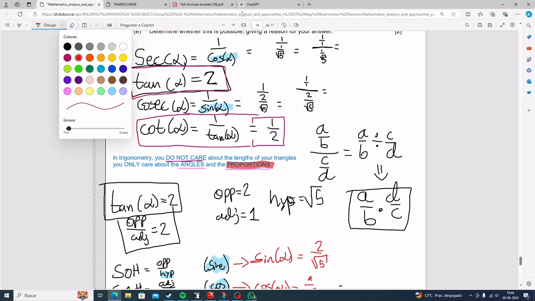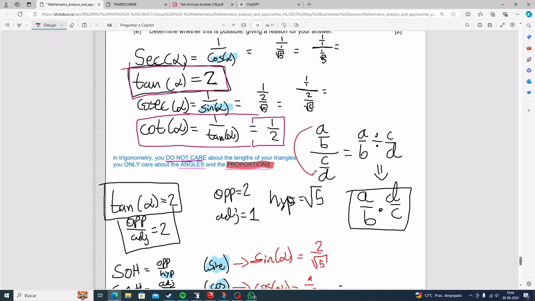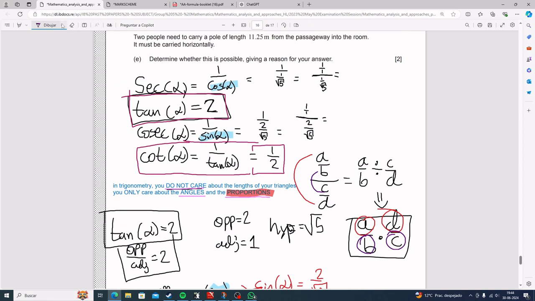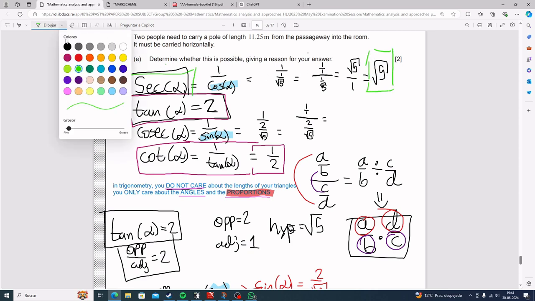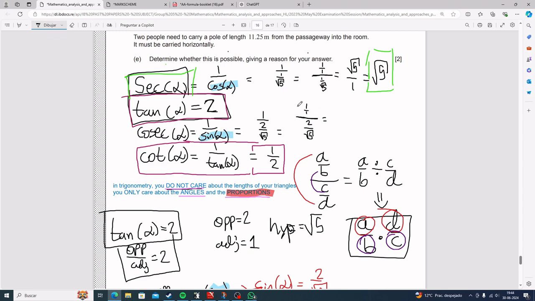The other way you can think about it, which is what I love to do, is you do the edges multiplying each other and the middle ones multiplying each other. So basically here you end up with 1 times square root 5 divided by 1 over 1, sorry. So just square root 5 is going to be sec alpha. Meanwhile, the cosec, we have 1 times the square root of 5, so just square root of 5, divided by 2. That's my final answer. So cosec is now going to be square root of 5 divided by 2.